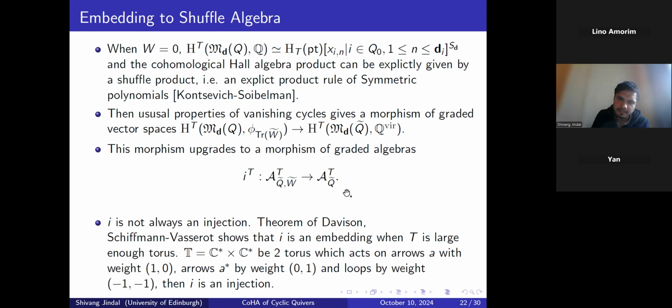But then there is a theorem of Davison, and independently Schiffmann and Vasserot, and then later Davison somehow improved it to show that there is an embedding. When you take a torus action which scales the arrows with some weight, the opposite arrows with another weight, and loops with weight -1, then this map indeed becomes an injection. So basically, in this case, with the T-equivariant injection, the point is to understand what the image of this algebra is.